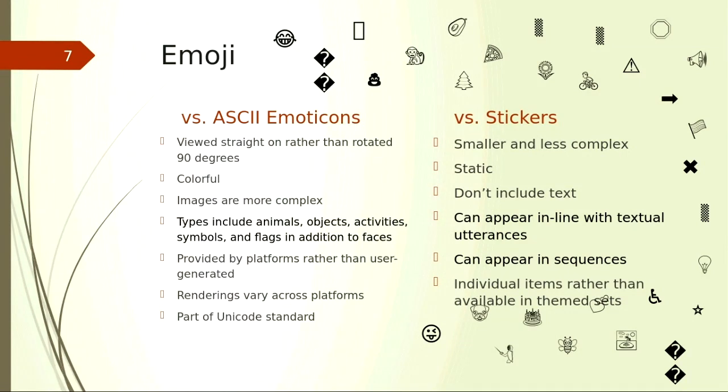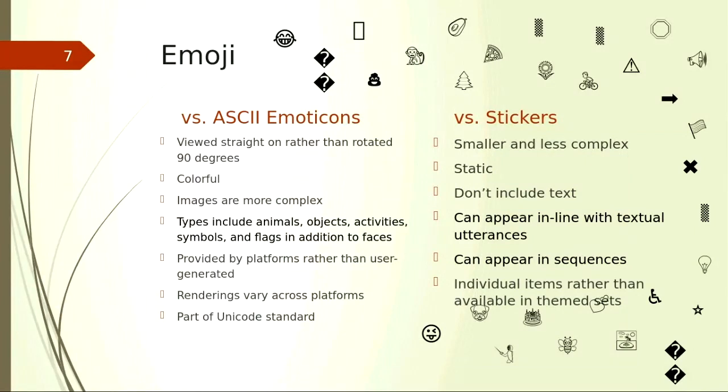In comparison with stickers, emoji are smaller and less complex. They're more static, and they don't typically include text. But these characteristics may actually be an advantage because, unlike stickers, they can appear in line with textual utterances, and they can also appear in sequences.